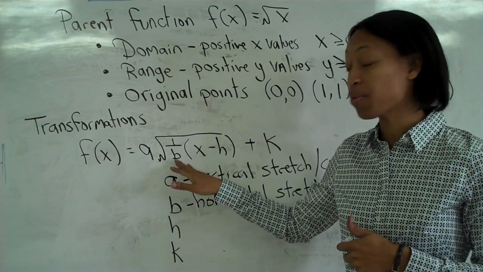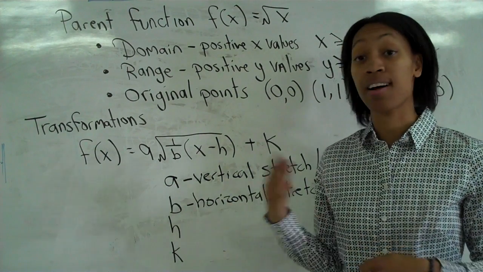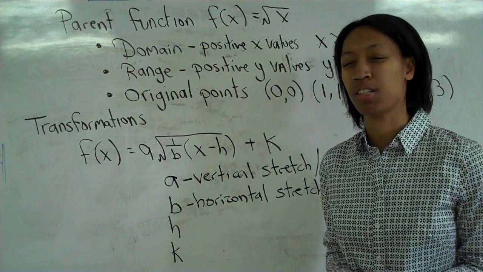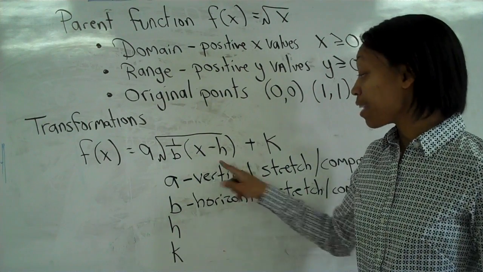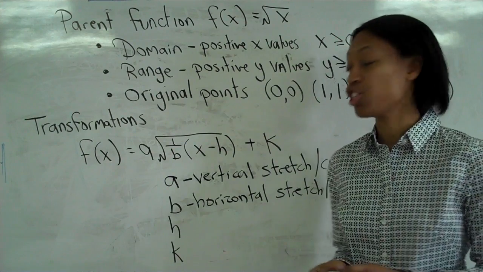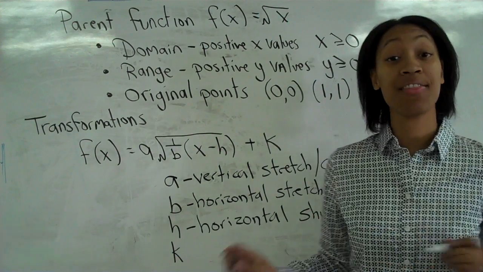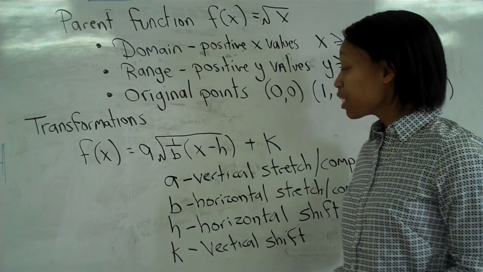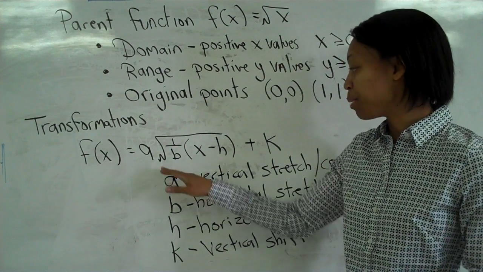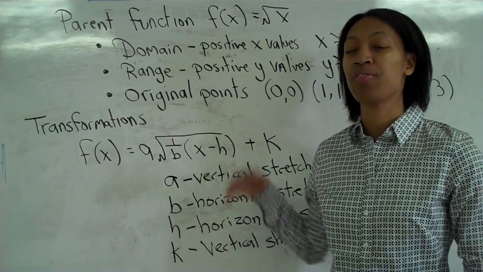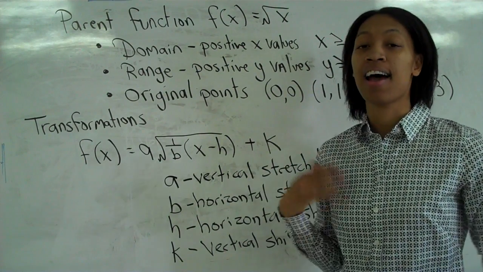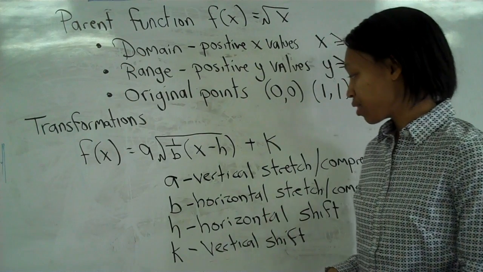Same thing with the b. Instead of just being times b, it's 1 over b. So it's the opposite of what you would expect. And now the h is a horizontal shift, and the k is the vertical shift. I'd like to point out to you that the b and the h have to do with the x values, while the a and the k have to do with the y values.